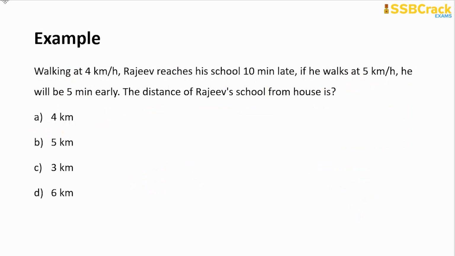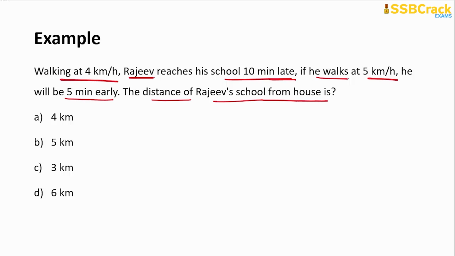There's a person walking at 4 km per hour, reaching his school 10 minutes late, and the person's name is mentioned here, Raju. Walking at 4 km per hour, Raju reaches his school 10 minutes late. If he walks at 5 km per hour, he will be 5 minutes early, meaning reaching before the fixed time. So, the distance of Raju's school from his house.